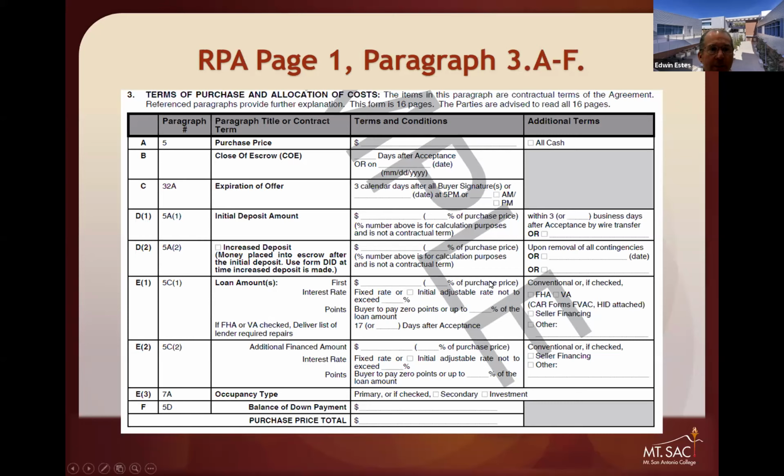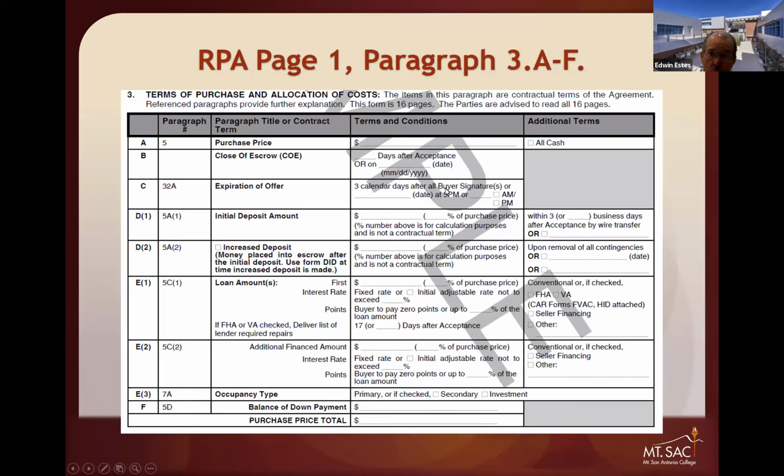Now, hopefully you can see my cursor, okay? On the far left-hand side, we have the paragraphs of this contract. Then next to it, under the shaded heading that says paragraph number, is a corresponding paragraph later in the agreement. The third column is the title or the term. The fourth column is detailed terms and conditions. This is the negotiating part. And then the fifth column, if needed, is additional terms. So those are our 5 columns.